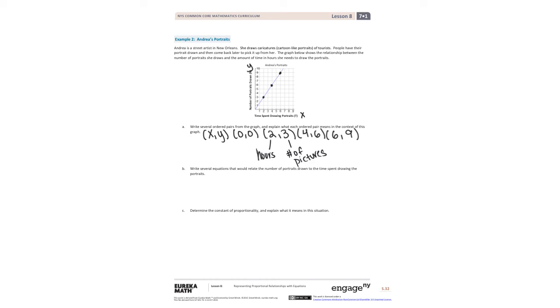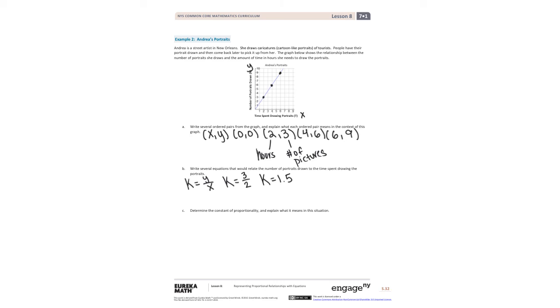B. Write several equations that would relate the number of portraits drawn to the time spent drawing the portraits. So first, we need to find our constant. So we know that our constant equals y over x. Now let's choose an ordered pair and put in our y and our x. So let's use 2, 3 again. So now we have that our constant equals our y, which in this case is 3, over our x, which is 2. When we calculate this on a calculator, 3 divided by 2 will give us 1.5. So 1.5 is our constant.